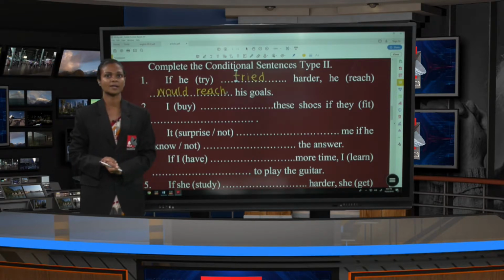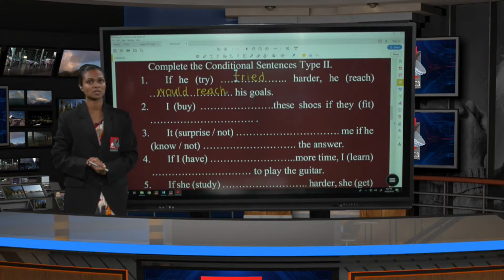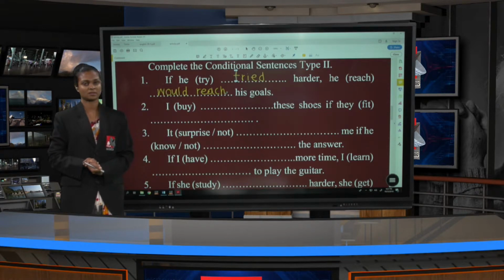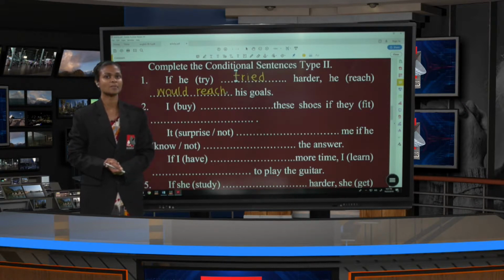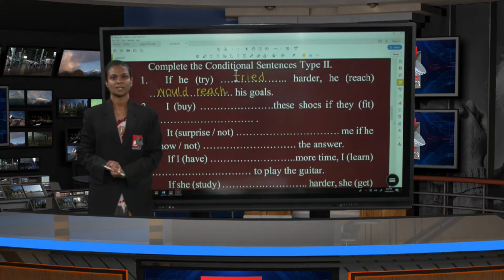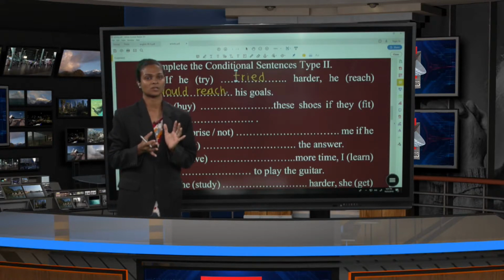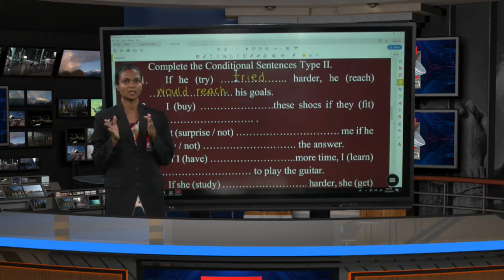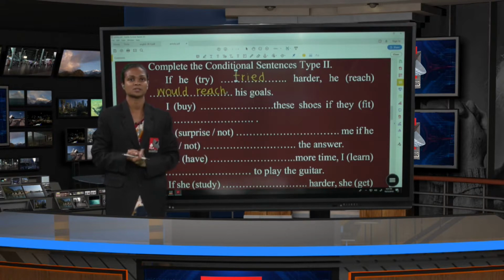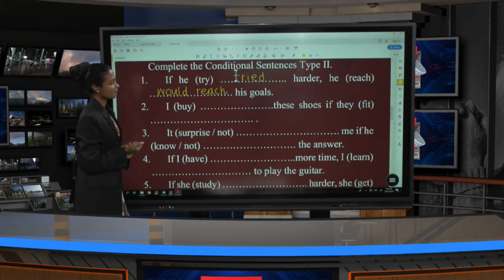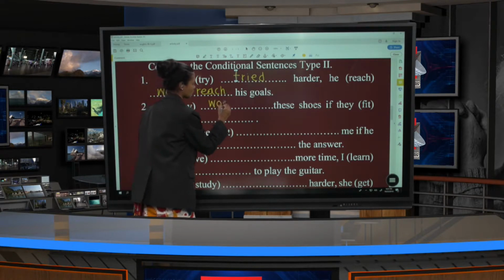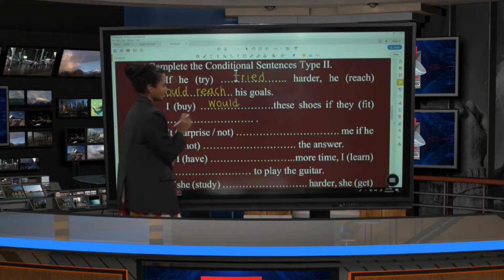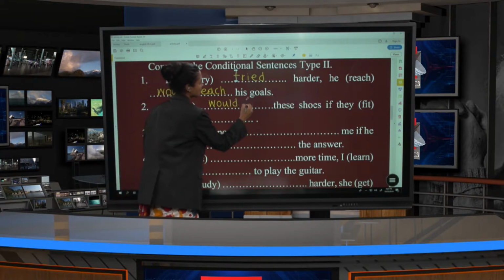Second one. I blank these shoes if they blank. In the second sentence, the first clause, I blank these shoes. It is the main clause. How do we construct the main clause? Would plus verb. I would buy.